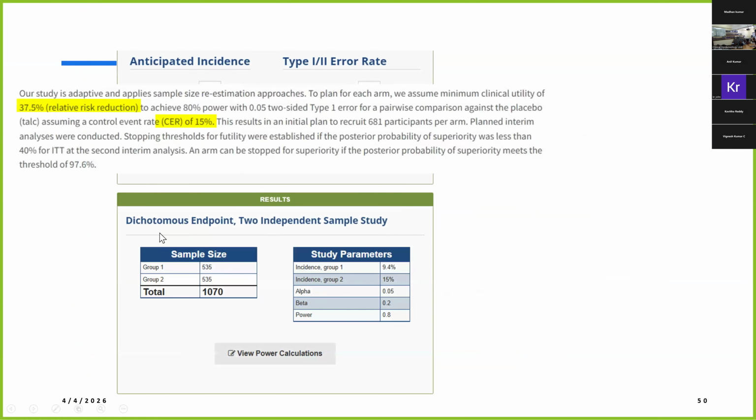They have not given details as to what was the severity of COVID at the time of randomization in the baseline characteristics. So coming to the sample size, the study authors had assumed an event rate of about 15%, and they had assumed that there would be about a 37.5% relative risk reduction in the metformin arm as compared to the placebo arm. They had used a power of 80% with a type 1 error of 0.05, and they had calculated a sample size of 681. When we calculated our own sample size, we reached about 535 in each arm, which was slightly lesser than what was reported in this study.